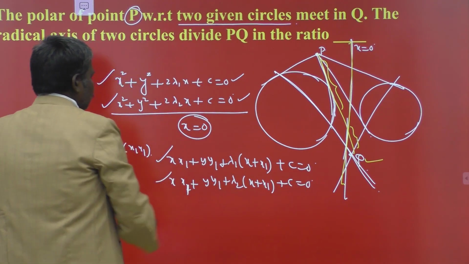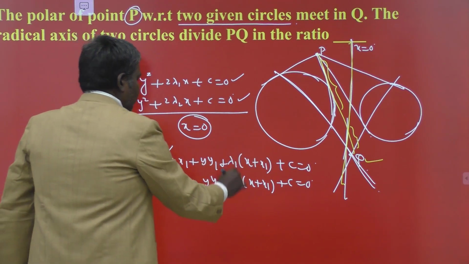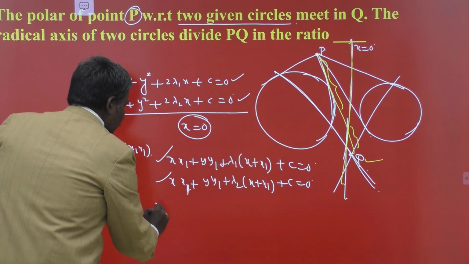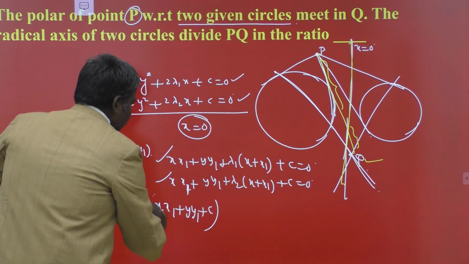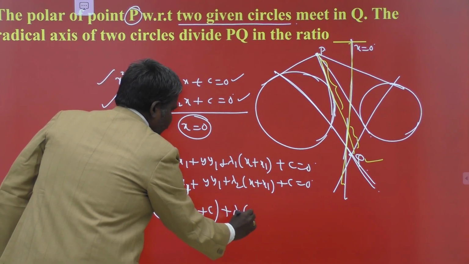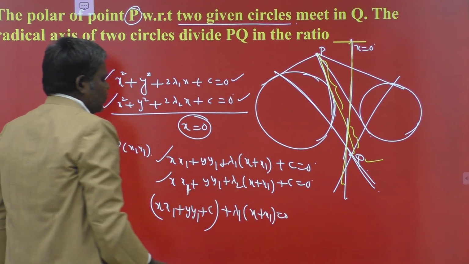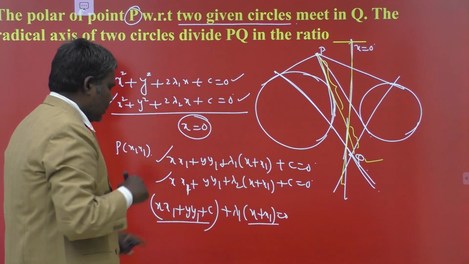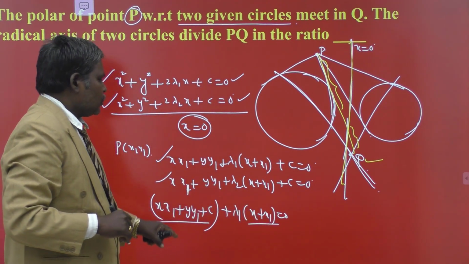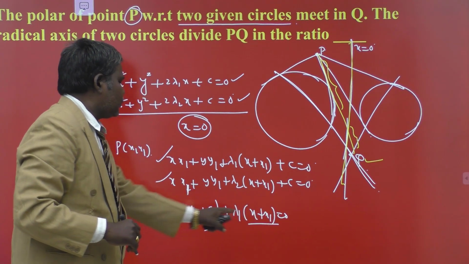By solving these 2 equations, we get Q. My dear students, each of these lines is of the form what? xx1 plus yy1 plus c plus lambda 1 times of x plus x1 equal to 0. Similarly, this one is lambda 2 times of x plus x1 equal to 0. Both the lines pass through the point of intersection of these 2 lines. So the point of intersection of these 2 lines is nothing but the point of intersection of these 2 lines.